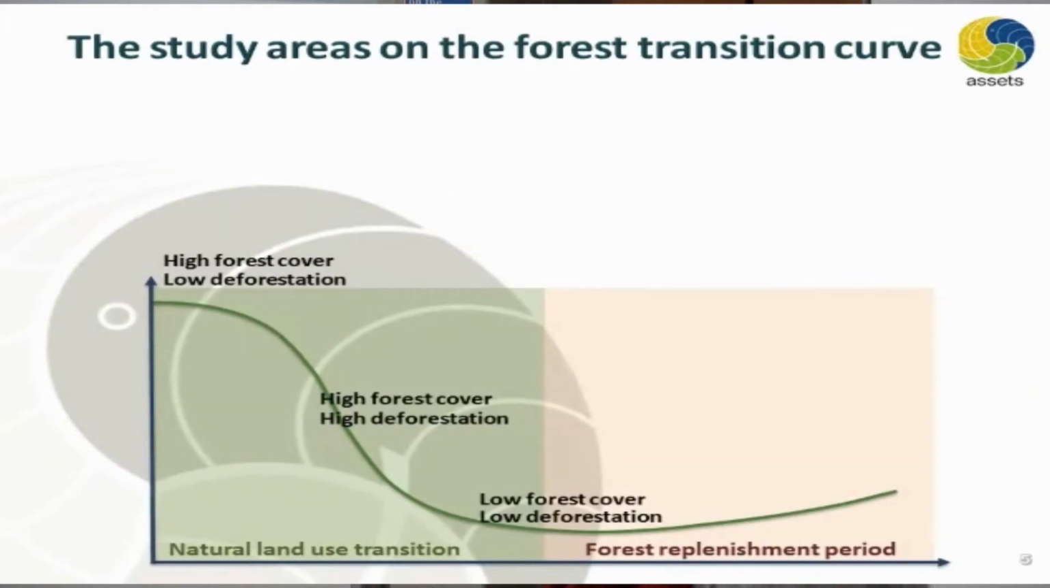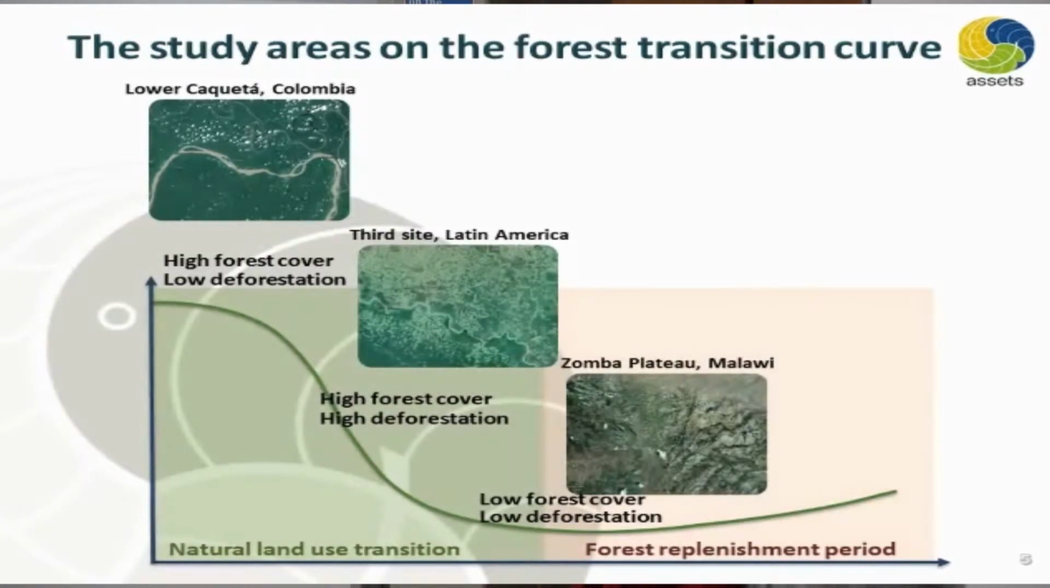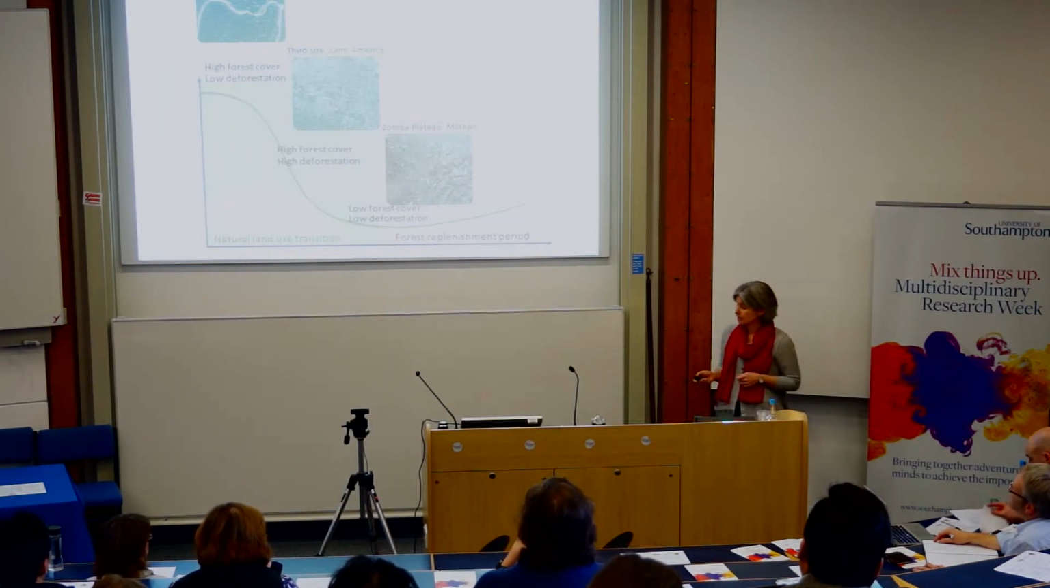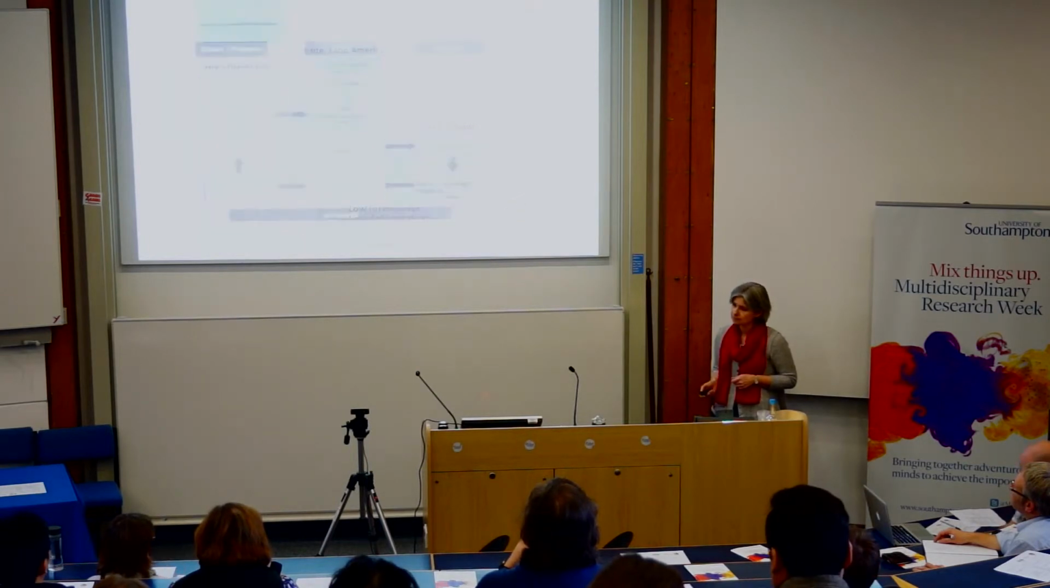Our study areas at the moment are in Colombia and in Malawi. The Colombia site is almost completely forested with very low deforestation levels. Our Malawi site is at the other end of the forest transition, where pretty much deforestation has gone as far as it's going to get, and people are beginning to start planting trees on their private land, so you're getting into replenishment. And we're looking at identifying a third site that has kind of a 50% deforestation rate to understand this transition a little bit better.